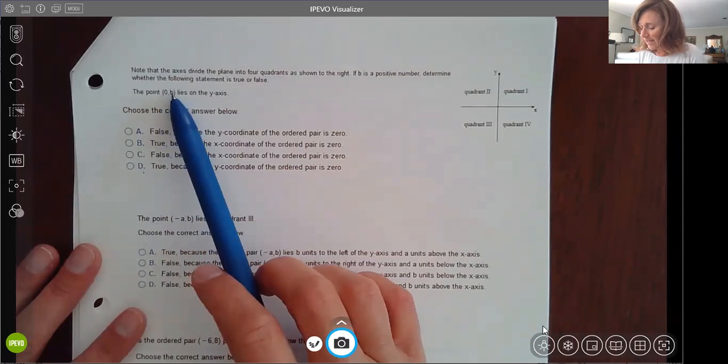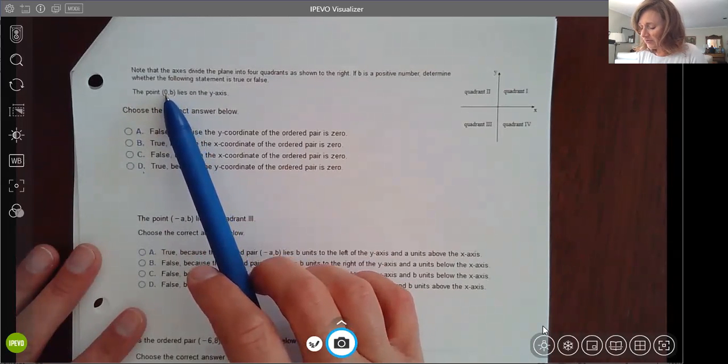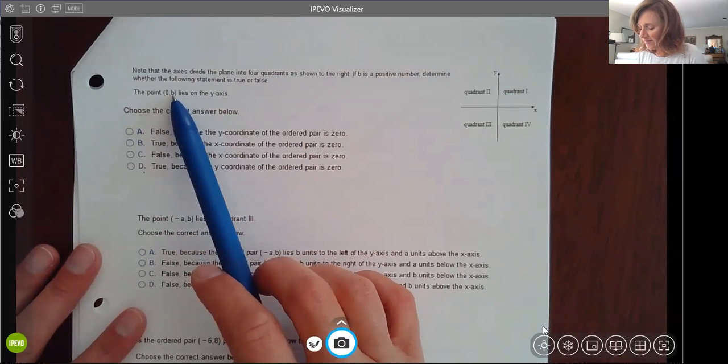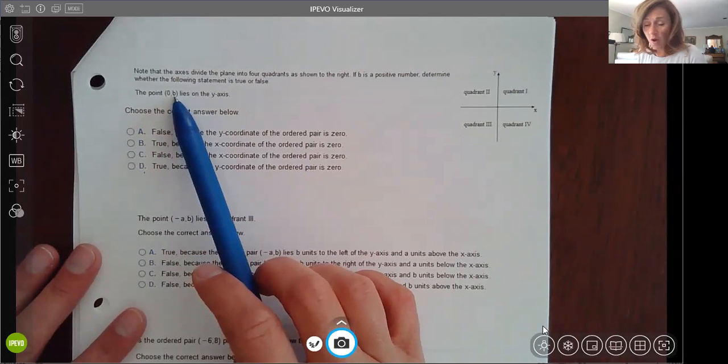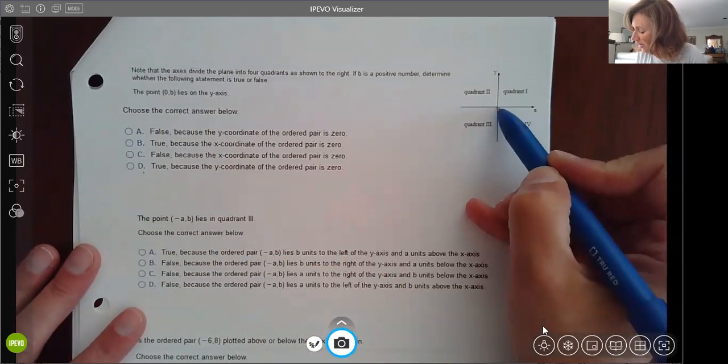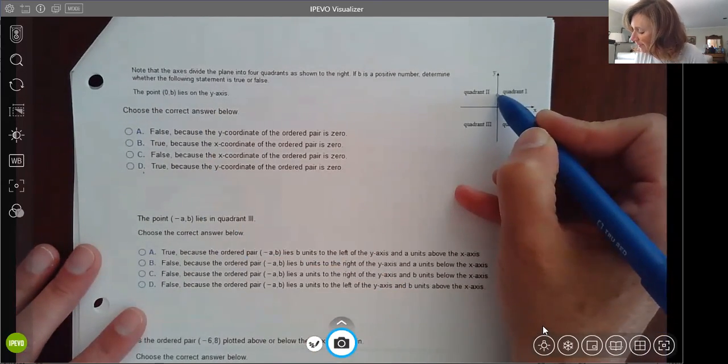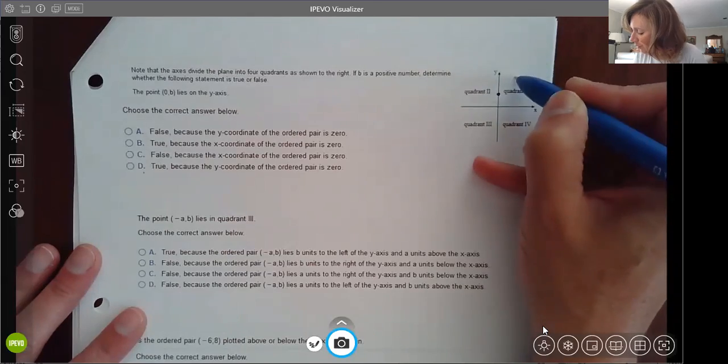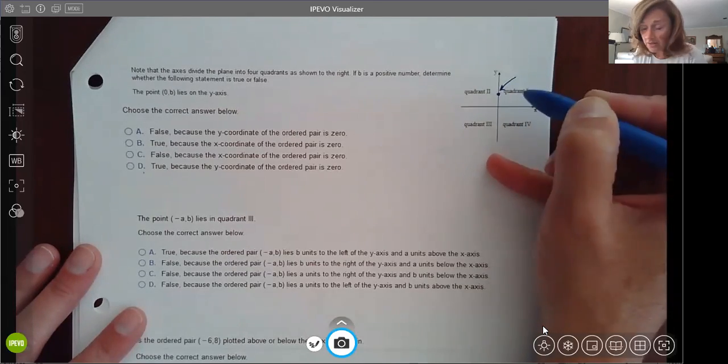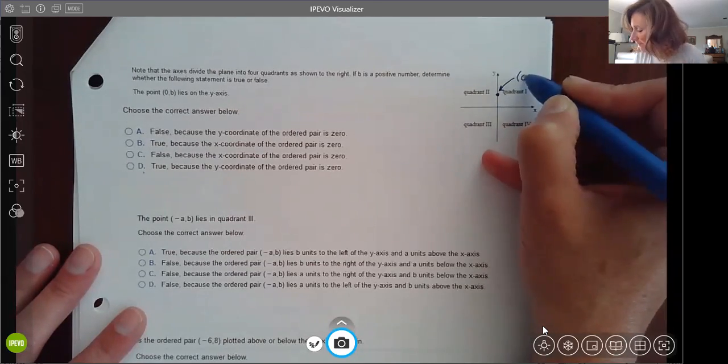All right, 0, B. So this means don't go to the left or right. And then if B is positive, you go up. So you don't go to the left or right, and then you go up. So I'd imagine that's what that point's going to look like right in there, right? 0, B.